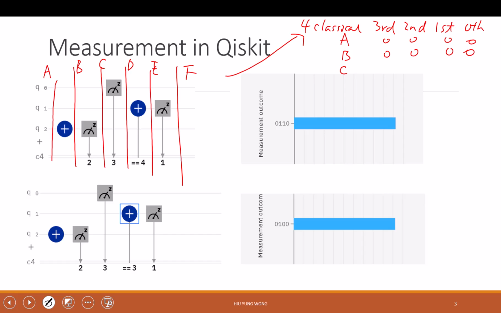1, 0, 0. But I will have 4 classical qubits. Can you give me all 4? 0, 1, 0, 0. Very good, right? Everyone can follow? It's the same as last time, right?